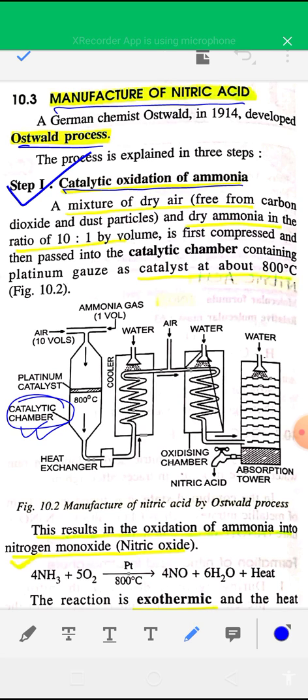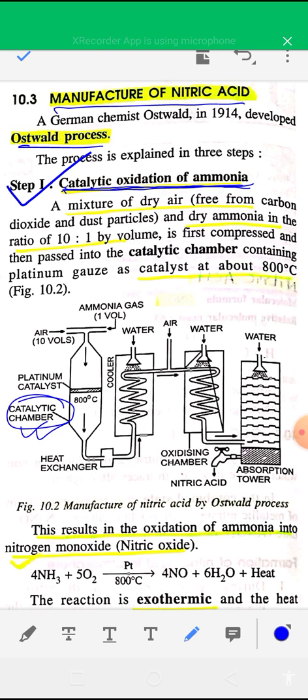In the catalytic chamber, ammonia gas is heated with oxygen gas, with air, in presence of platinum catalyst at 800 degrees Celsius. In the first step, nitric oxide is formed. So this reaction occurs in the catalytic chamber. So the first step is catalytic oxidation of ammonia. Step 1 of the Ostwald process, catalytic oxidation of ammonia.